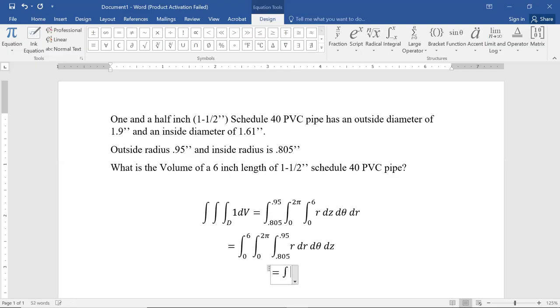So if we integrate this, integrating r with respect to r from 0.805 to 0.95 gives me an ugly looking decimal, but that's perfectly acceptable to have an ugly looking decimal. It is 0.1272375.